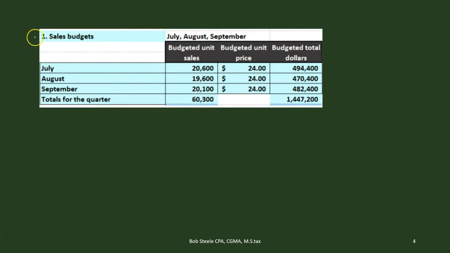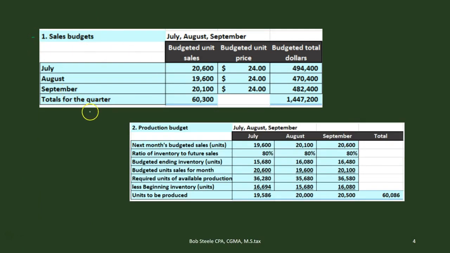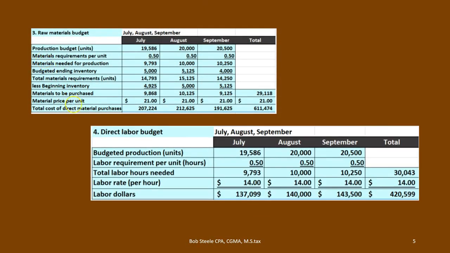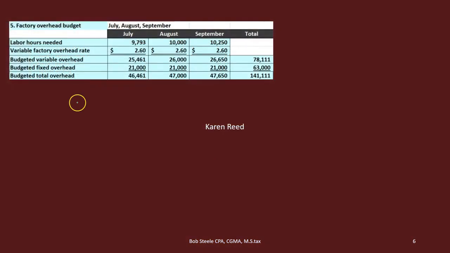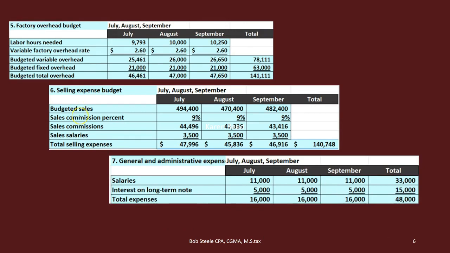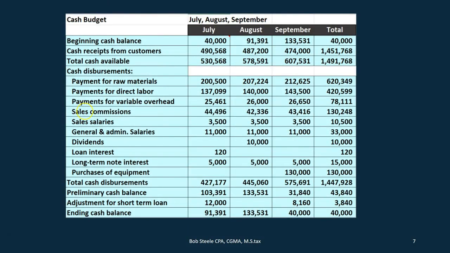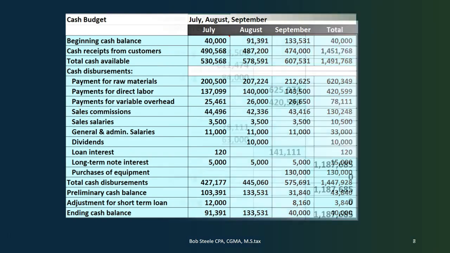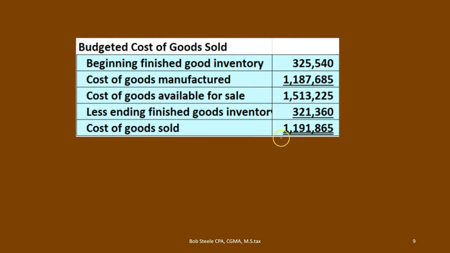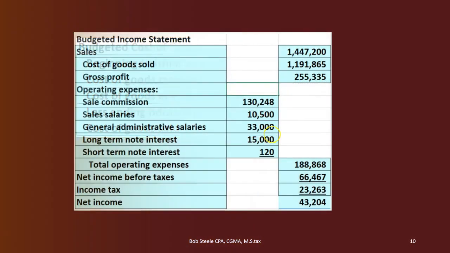All right, so we've done this so far. We've already done the sales budget. That's number one. Step one we did. Step two, we used that to do the production budget. Then we had the raw materials budget, the direct materials budget, and then the factory overhead budget, the selling expense budget, the general and administrative expense budget. We used that to create the cash budget here, and then the budgeted cost of goods manufactured, so that we can get the cost of goods manufactured number that we would then use to calculate the cost of goods sold number. We used that to then calculate the income statement. So we've done all that so far.